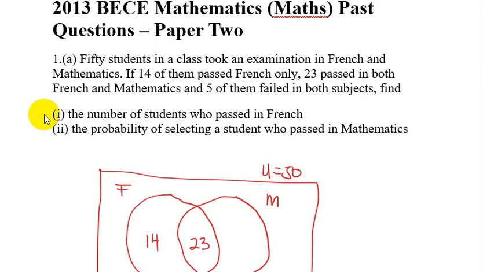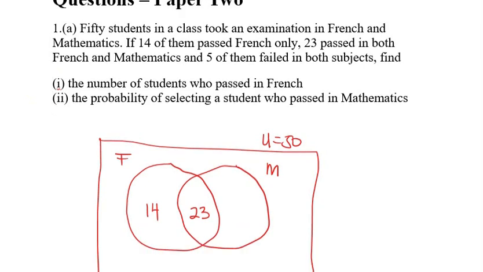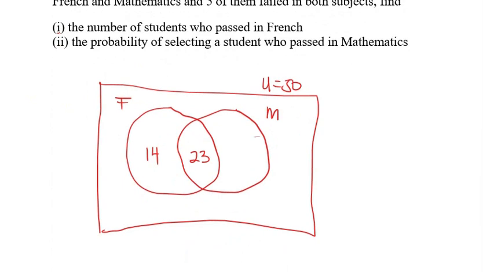And they said 5 failed. If 5 failed, the 5 will be here. It will be the complement. It can be in any of the boxes outside the circles, and we are told to find the number of students who passed French.